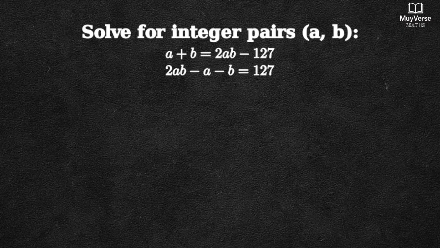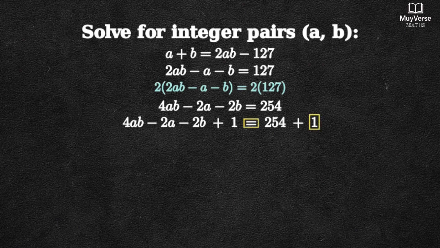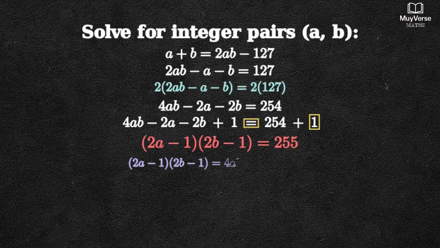Because we want a clean product that looks like (2a minus 1) times (2b minus 1), multiply both sides by 2. That gives 4ab minus 2a minus 2b equals 254. Notice if we add 1 to the left side, it becomes a perfect product. So we add 1 to both sides. Now it factors as (2a minus 1) times (2b minus 1) equals 255.